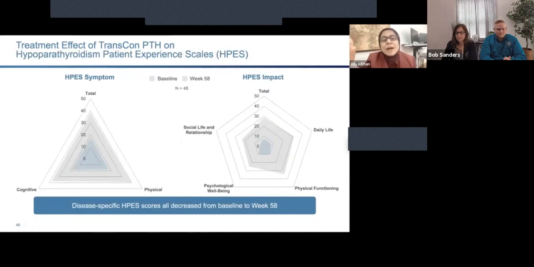Now, this scale, the hypoparathyroidism patient experience scale, is seeing how many symptoms you have of hypoparathyroidism. So the more symptoms you have, the worse you're feeling. How much numbness and tingling and muscle cramping are you having? How is your brain fog? At baseline, the patients are feeling pretty poor. But at week 58, they were feeling much, much better. So the symptoms of hypoparathyroidism had dramatically improved. And this had an impact on daily life, physical function, psychological well-being, social life, and relationships. So it has an impact.